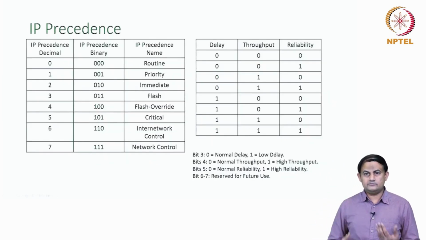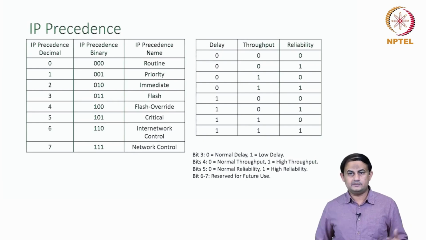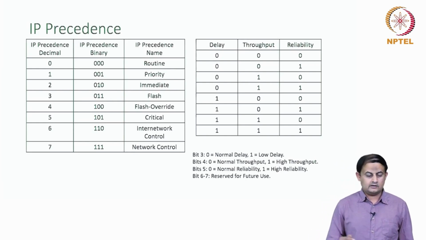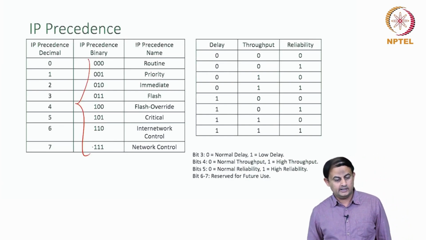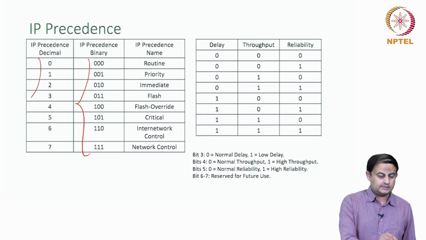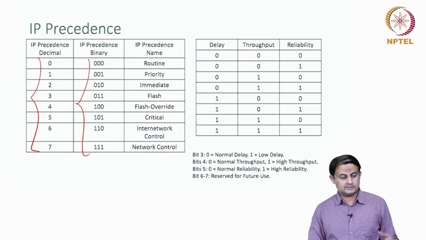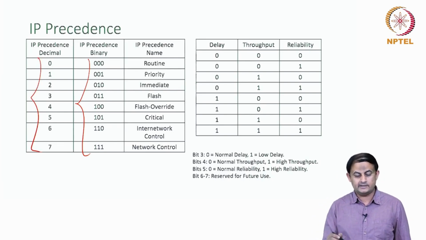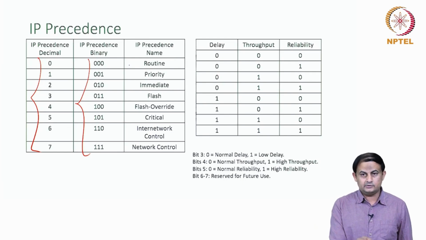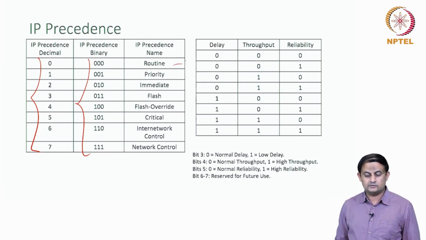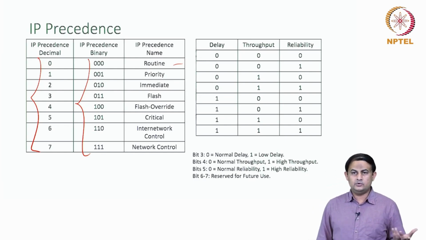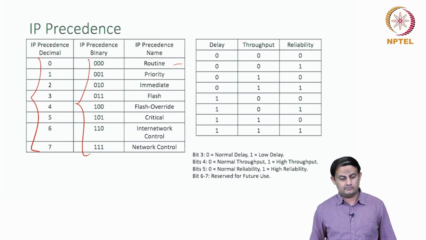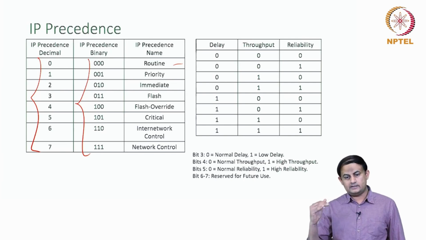IP precedence being a 3-bit field, there are 8 different values it can take, from all zeros to all ones. The first column here indicates the decimal values corresponding to these 8 numbers, from 0 to 7, and the names given to these. All 3 bits set to 0 indicates the routine traffic. You don't do any differentiation; it is the best effort IP service model, using which you forward the packet.